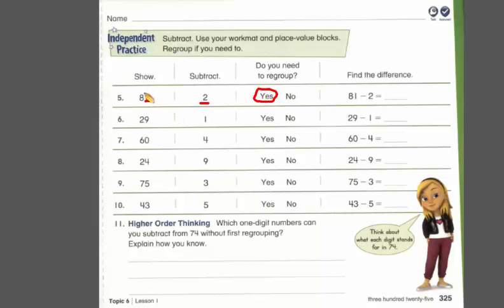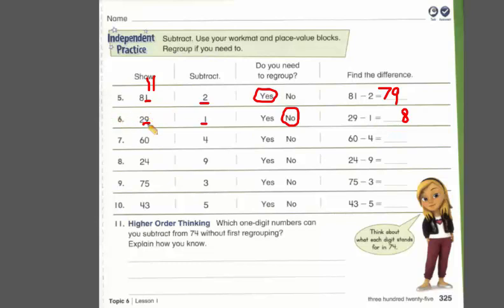How will you do regrouping? I will exchange 1 ten, so 8 becomes 7. I exchange 1 ten into 10 ones, so now I have 11 in the ones. 11 minus 2 equals 9. So the answer is 79. This is the difference. How many in the ones? I have 9 in the ones. How many in the ones? I have 1 in the ones. 9 is greater than 1, so I can subtract 1 from 9. Yes, 9 minus 1 equals 8. So we don't need to regroup.